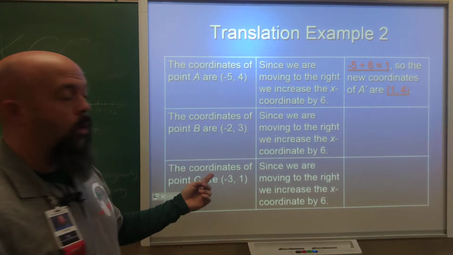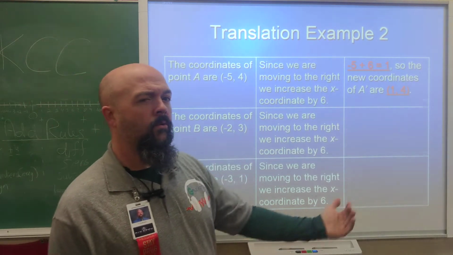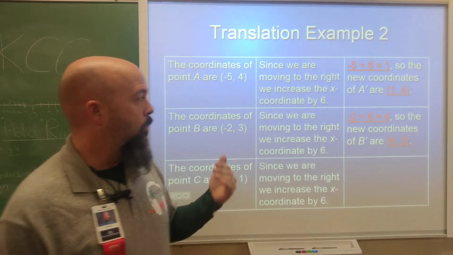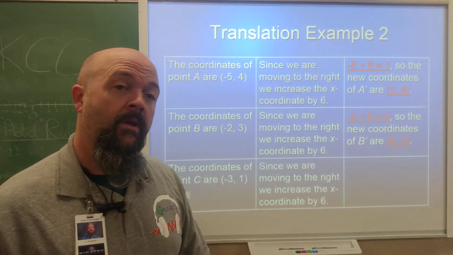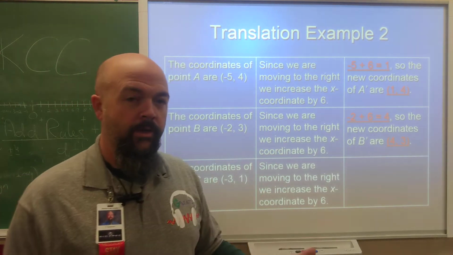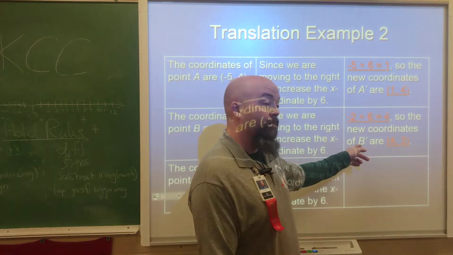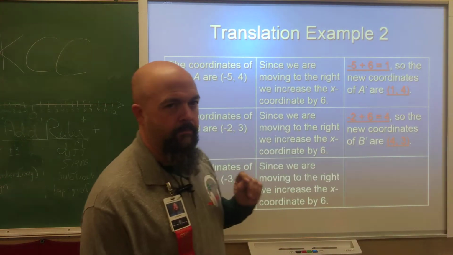Okay? Let's go on. B. B's at -2, 3. It's also being moved to the right because it's part of this triangle. It's moving to the right 6 units. So the -2 also gets 6 positive steps added to it. And due to that integer addition, it becomes a positive 4. So our new translated point for B becomes B apostrophe 4, 3.